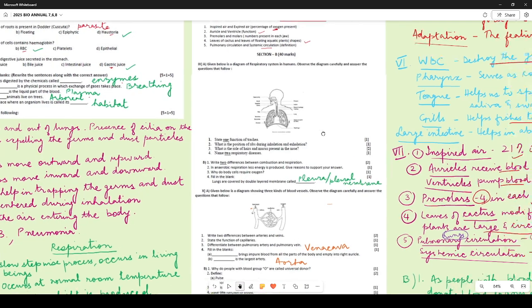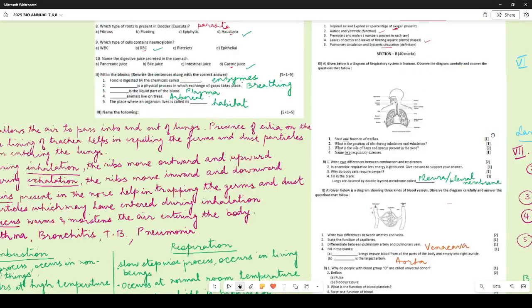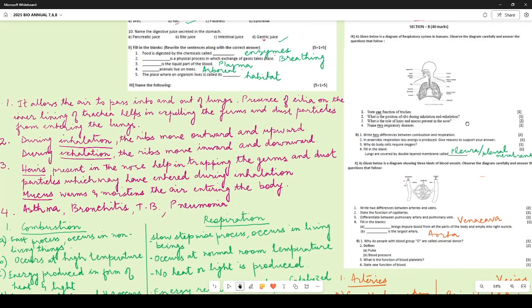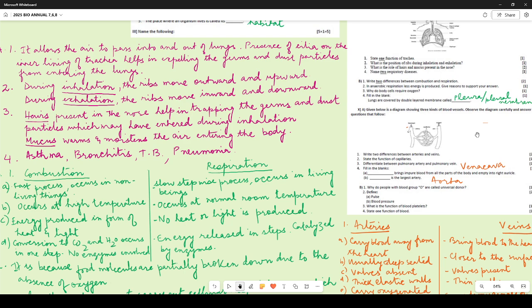Respiratory system in human beings. Okay. State one function of trachea. All right, over here we have this. So you can see the respiratory system is given over here. State one function of trachea. So trachea allows the air to pass into and out of lungs, right? So it allows the passage into lungs and out of lungs. So that is the passage of air, trachea. One function you had to give.